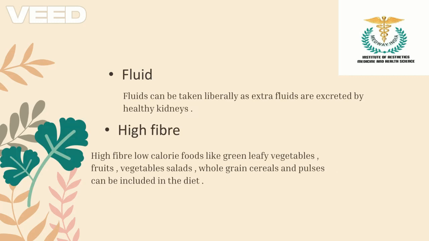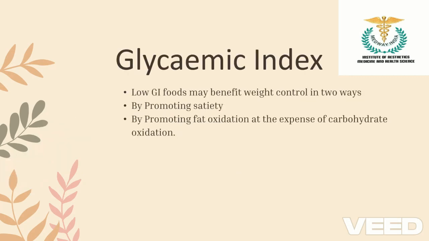And then fluid has to be taken liberally. And usually extra fluids will be excreted through urination. So that is fine. So have a good amount of water. And high fiber, as I told you when I started about the diet therapy, the first thing that I mentioned is fiber content has to go in, when it comes to the diet plan for obesity and for diabetes. High fiber low calorie foods like green leafy vegetables, fruits, vegetable salads are highly prescribable when it comes to an obesity diet plan. And we can go with cereals and pulses, which are also rich in protein. So that will help you to manage your weight.